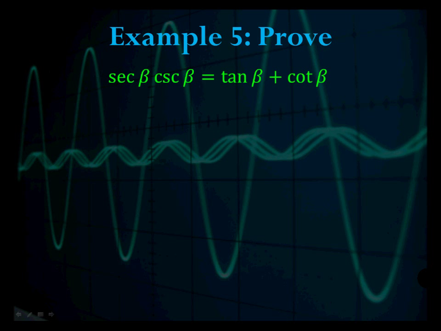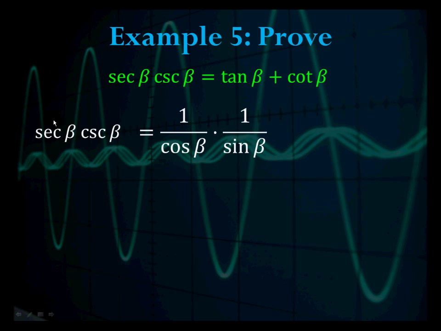Last one, number 5. Prove that secant beta cosecant beta equals tangent beta plus cotangent beta. Alright, now when I did this one, I basically took both sides, worked on them separately, and got them to equal the same thing. You can do that too. So give that a shot and see how far you get.